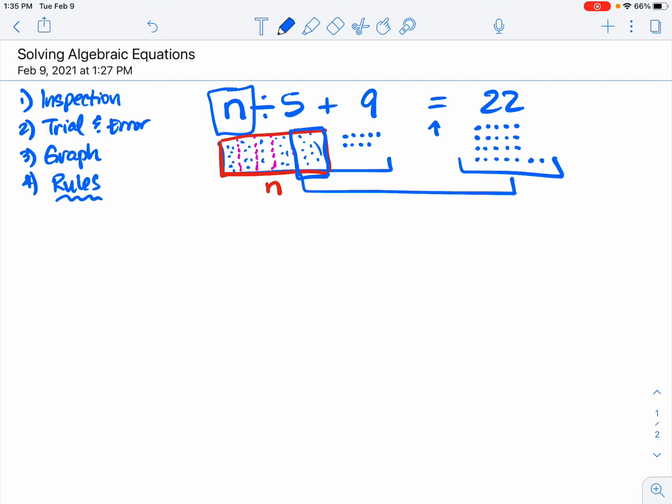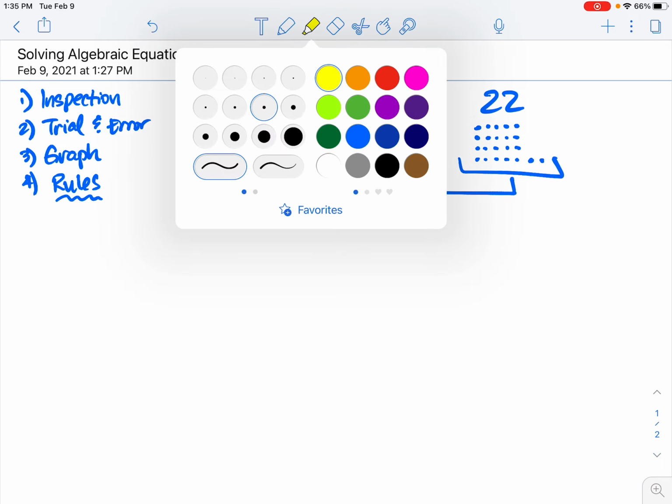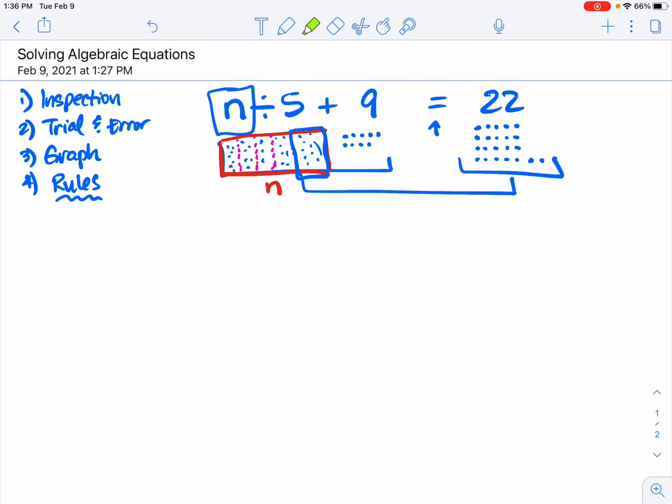So the first thing we could do is take a look at these 9 extra marbles that are on this side. I can remove 9 of these marbles, so let's just use this green. I'm going to take out these 9 marbles. If these are all removed, well, the balance doesn't balance out anymore. So I also need to remove 9 from this side in order for that to balance. Right? So now I've taken away those 9.